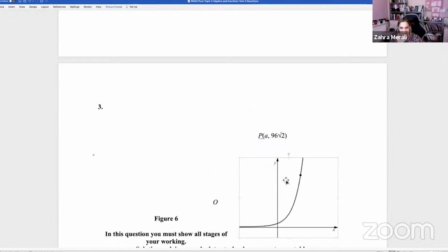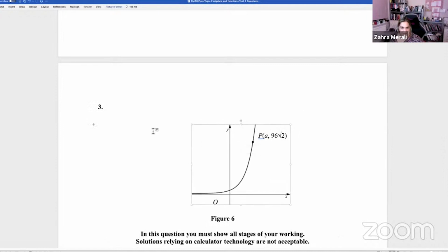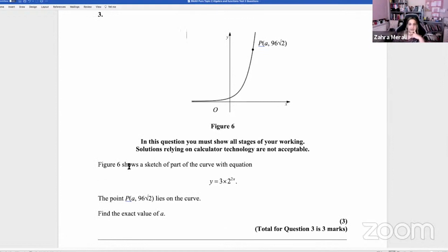All right, this has come out a little bit strange. I'm assuming it looks something like that. Okay, we'll ignore the point. So it tells us figure 6 shows a sketch of part of the curve. The point lies on the curve, find the value of A.